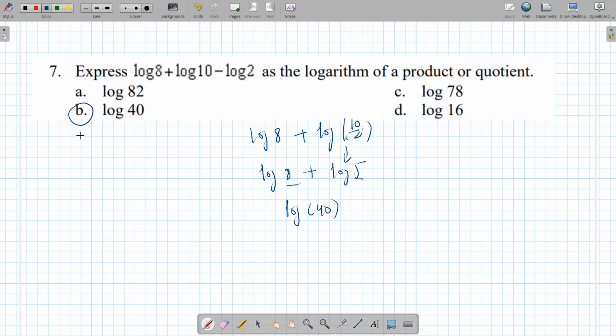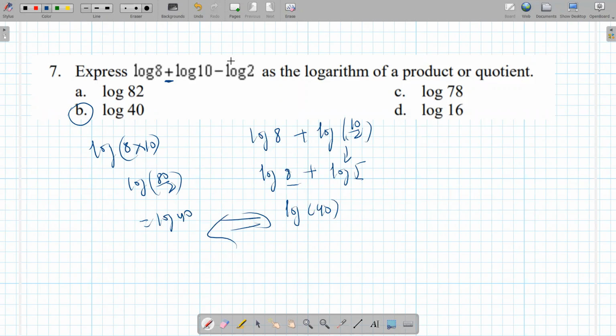Why do you get different answers if you do them in different orders? Like if you did 8 over 10. No, why are you doing 8 over 10? 8 times 10, plus. Oh yeah. 8 times 10. No, you won't get a different answer. You'll get the same answer because if you do 8 times 10, you have log of 80. Then you divide that by 2, you'd get log of 40. The order shouldn't matter as long as you do them right.